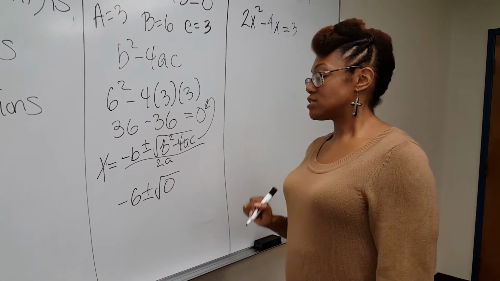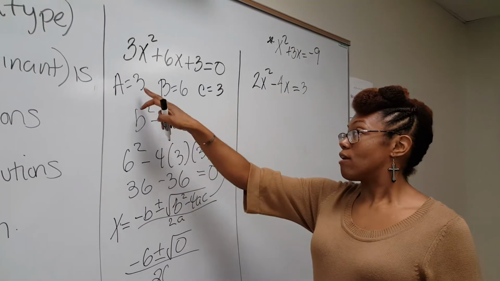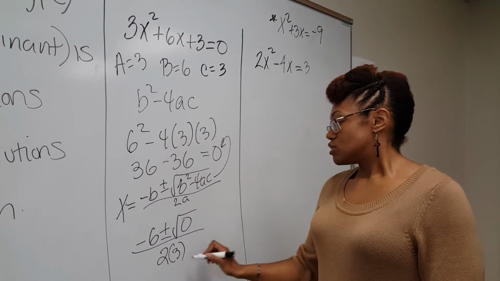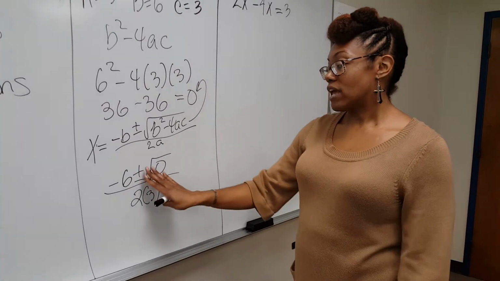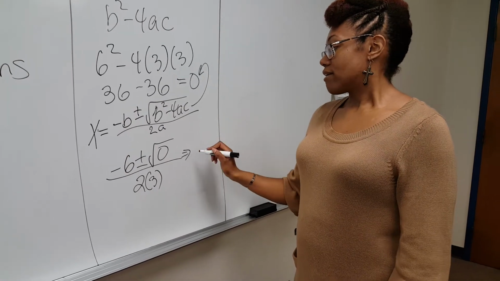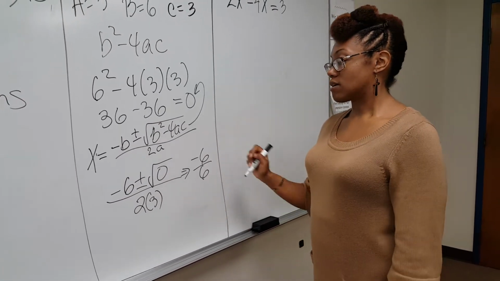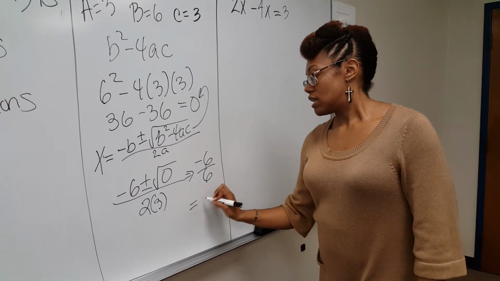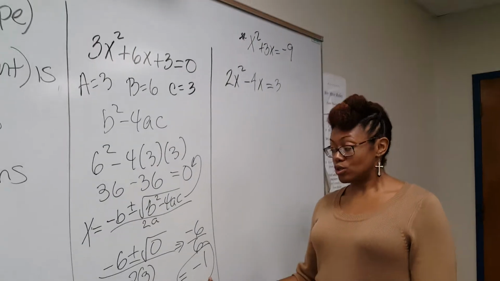So that would be plus the square root of 0, all over 2 times my a, which is 3. The square root of 0 is just itself, so there's no need for us to have this plus or minus in the front. So this now gives me negative 6 over 6. Well, negative 6 over 6 is just negative 1. So I have only 1 solution.